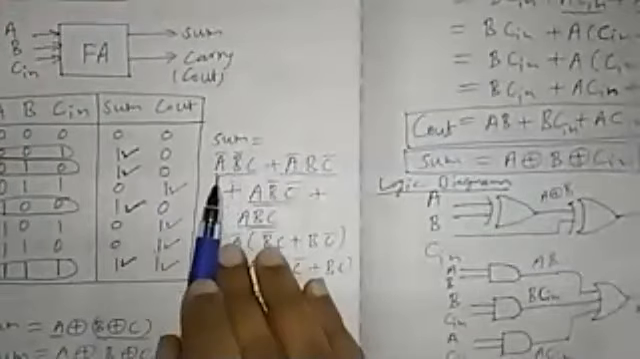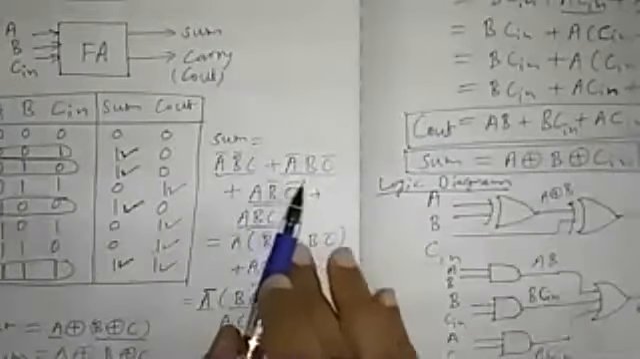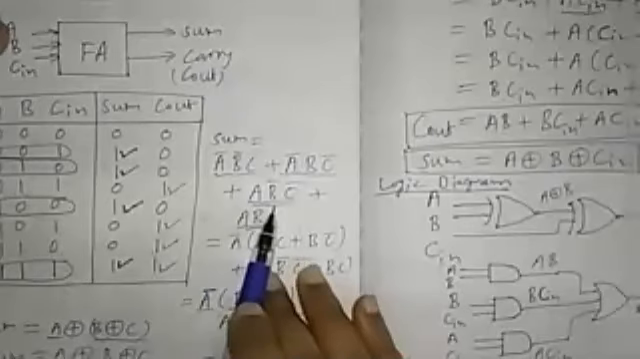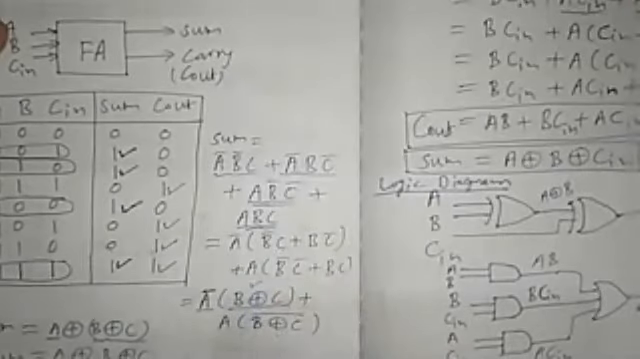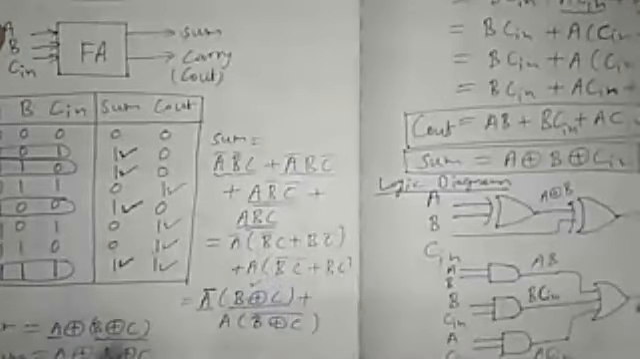From that we have put the expression also. Sum will be A bar B bar C plus A bar B C plus A B bar C bar plus A B C. And if we derive from that, it will be A XOR B XOR C. Sum will have a three-input XOR gate with A, B, C. I can give the inputs to the XOR gate and I will get the sum.